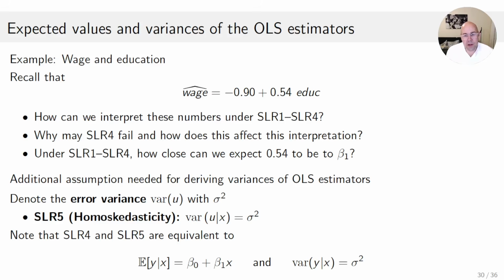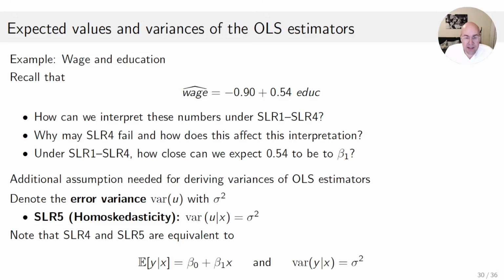I use the word causes, so you can also say the effect of one more year of education on wages is going to be 0.54 dollars. Now, this interpretation is done under assumption SLR4 in particular, but SLR4 might fail, and the question then is, how does this affect the interpretation? Well, we should then not interpret this as a causal effect anymore.